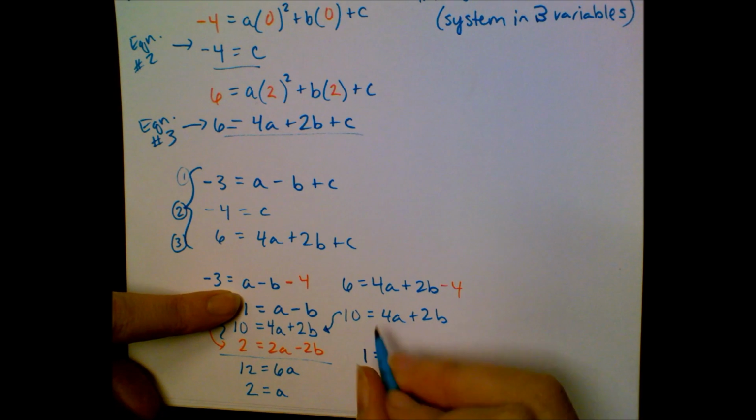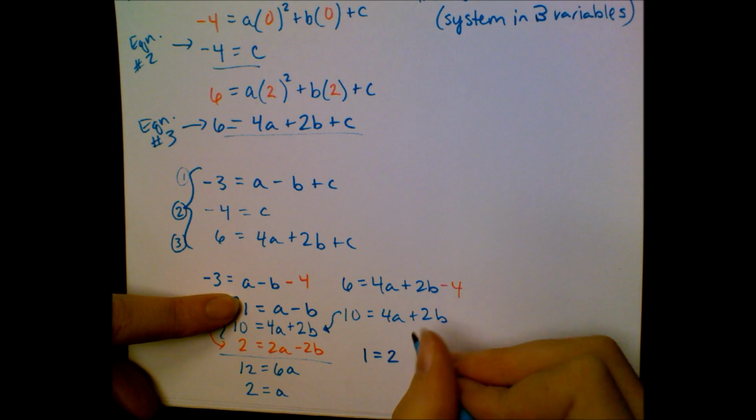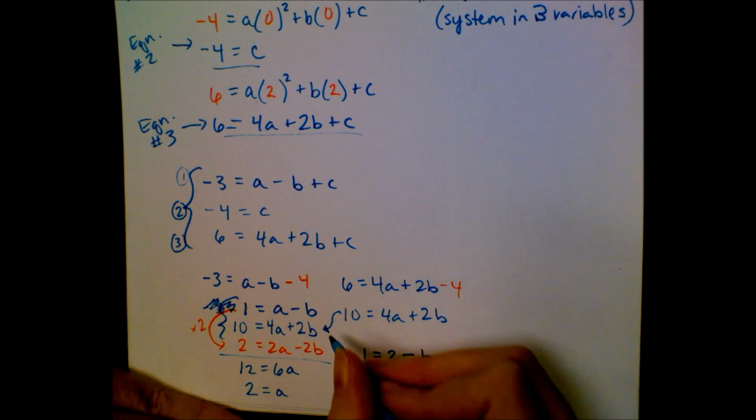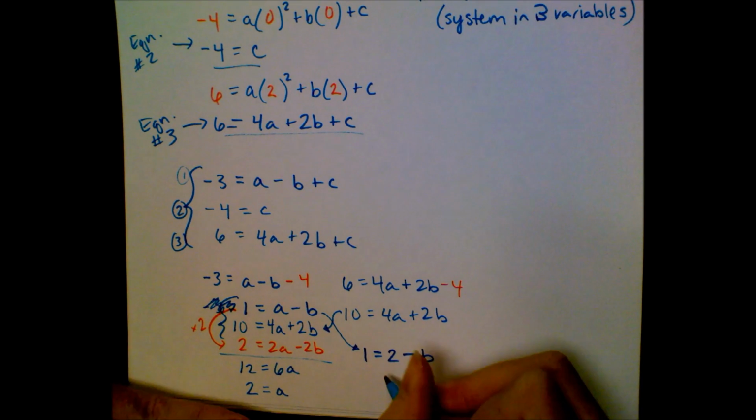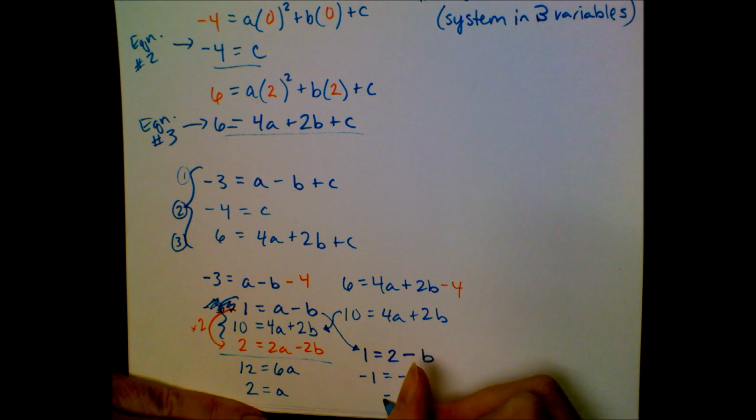A equals, and 1 equals, and I'm going to put in 2 for A, because I know that it's 2 now. And I don't know what B is, so I'm going to solve. So this equation is coming from here. And I'm going to subtract 2, gives me negative 1. So b would equal 1.